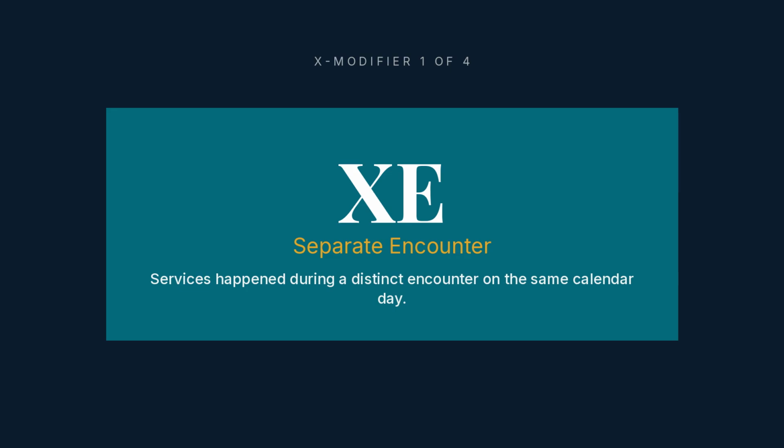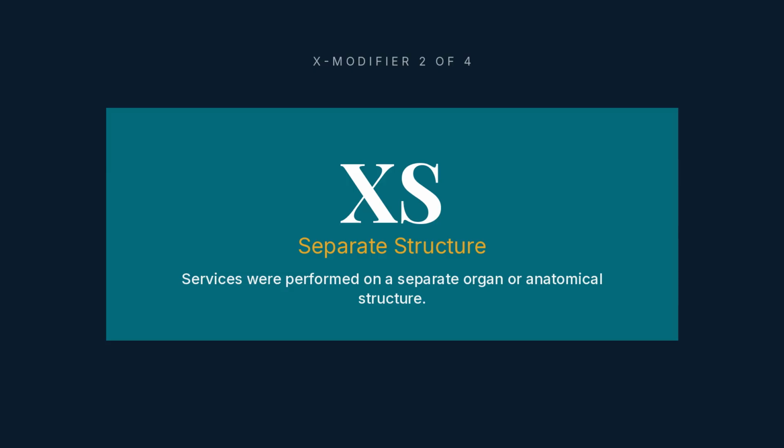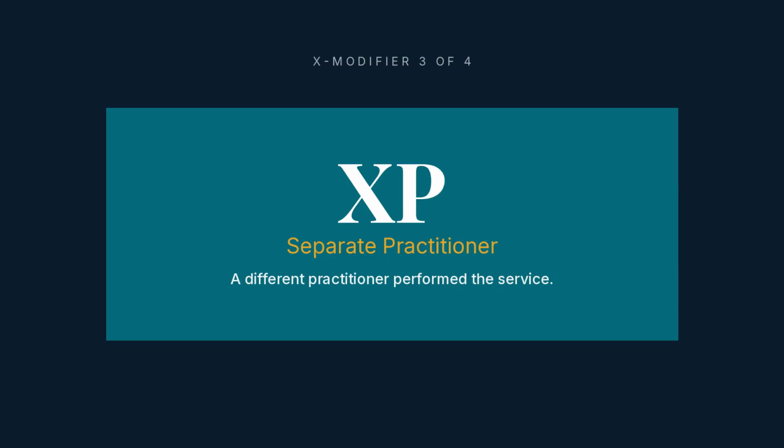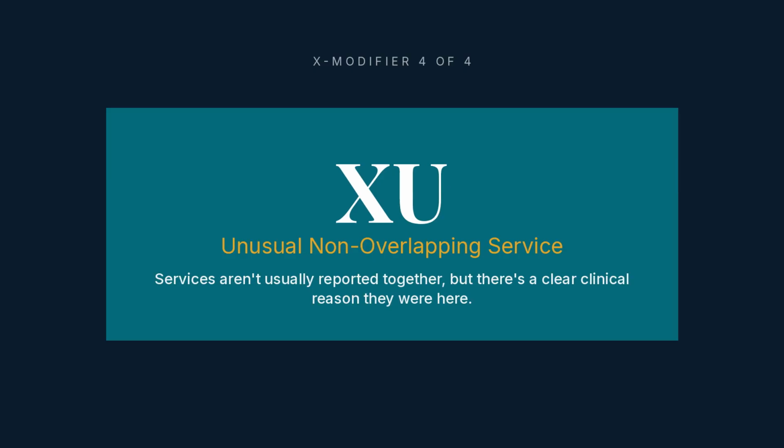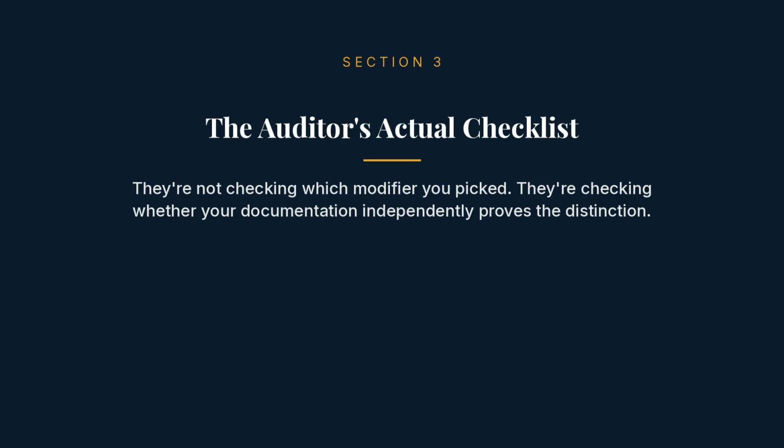Use this when the services happened during a distinct encounter on the same calendar day. XS, separate structure. Use this when the services were performed on a separate organ or anatomical structure. XP, separate practitioner. Use this when a different practitioner performed the service. XU, unusual, non-overlapping service. Use this when the services aren't usually reported together, but there's a clear clinical reason they were in this case. Here's the part most training skips.